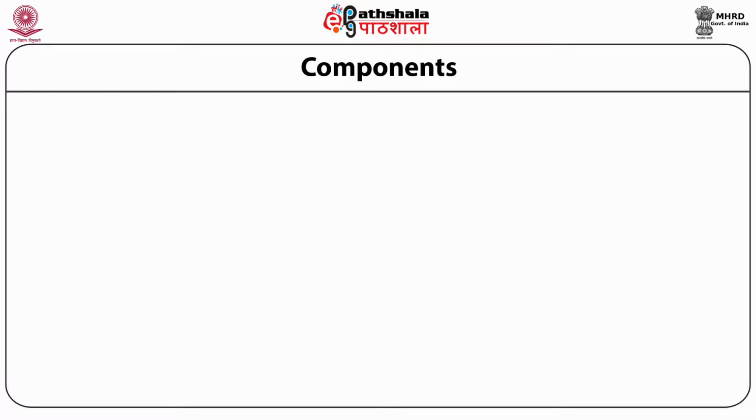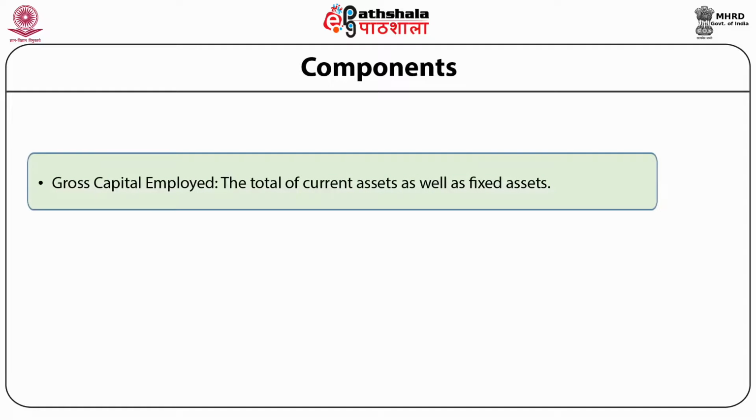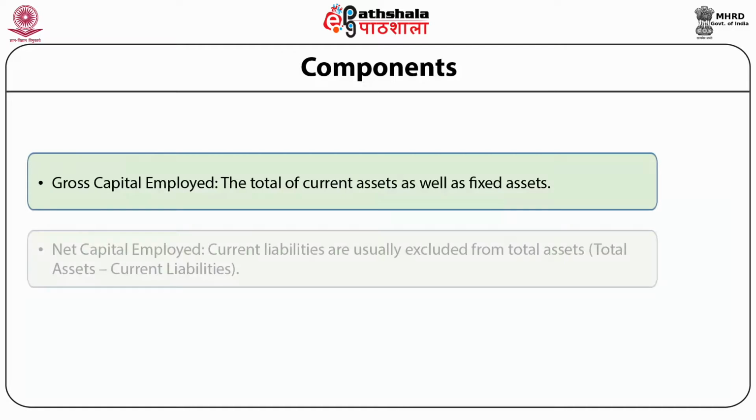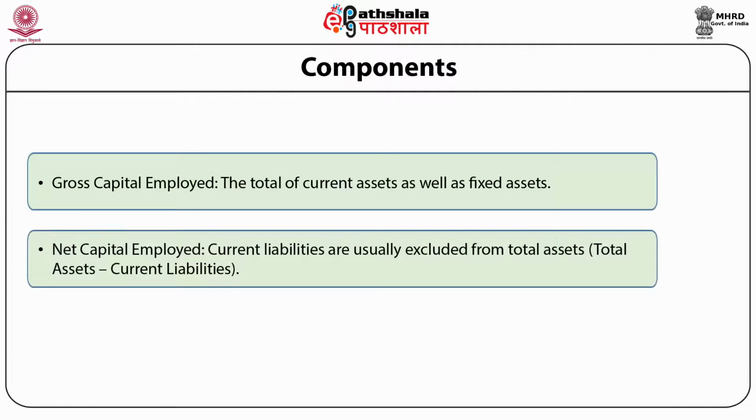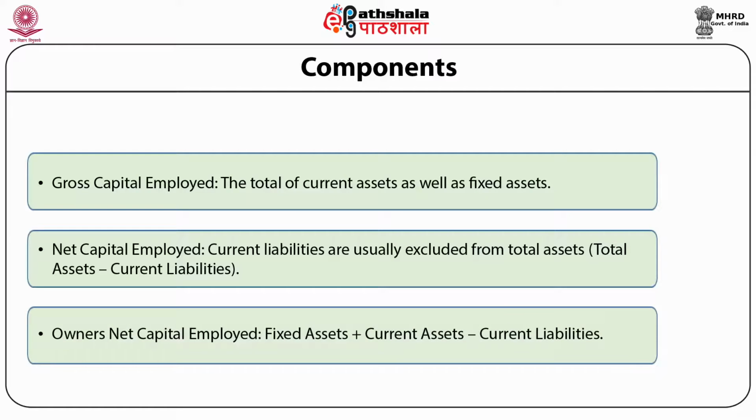Components: gross capital employed, that is the total of current assets as well as fixed assets. Net capital employed is total assets minus current liabilities, which are usually excluded from total assets. Next is owner's net capital employed. It includes fixed assets plus current assets minus current liabilities.